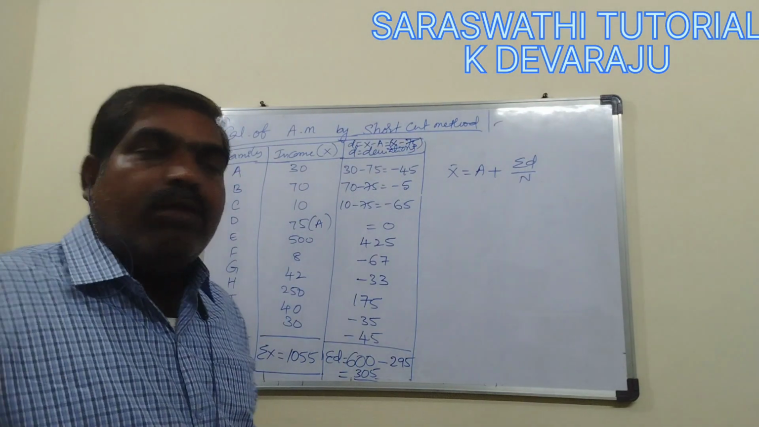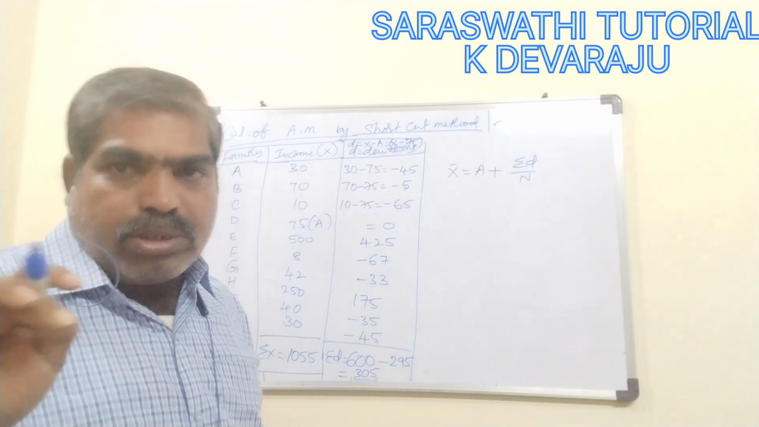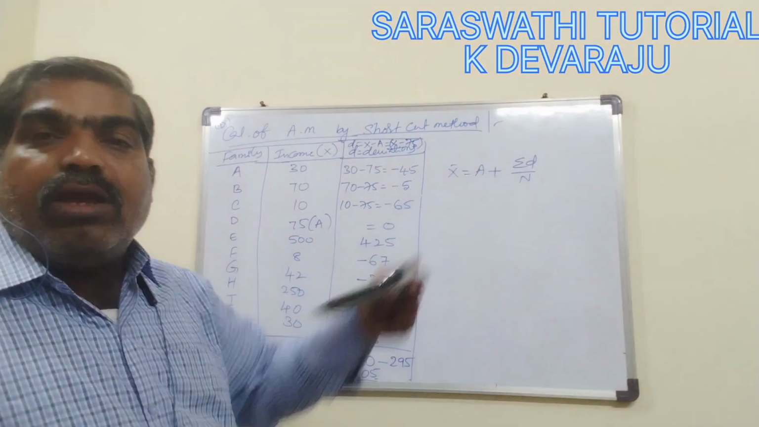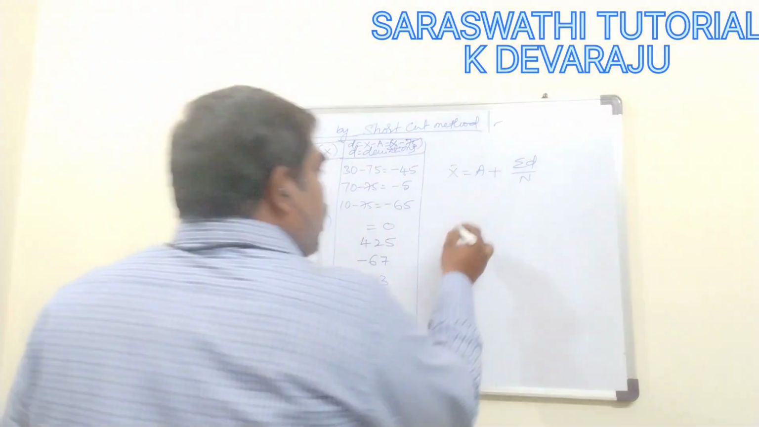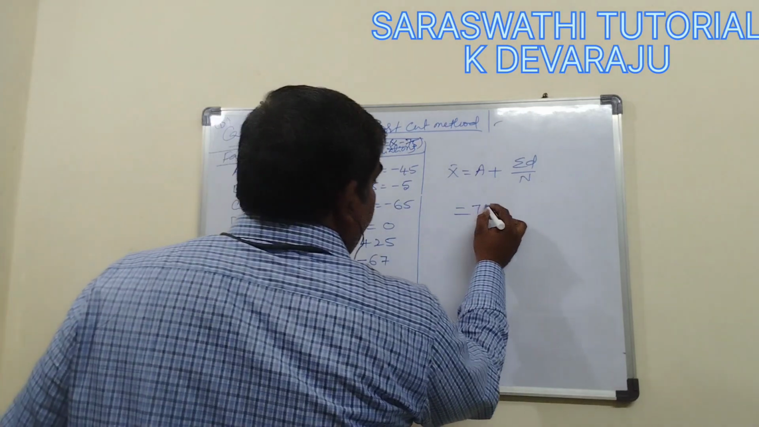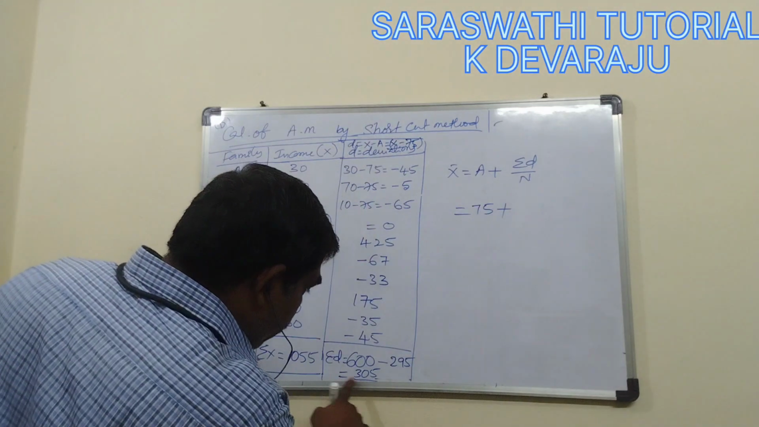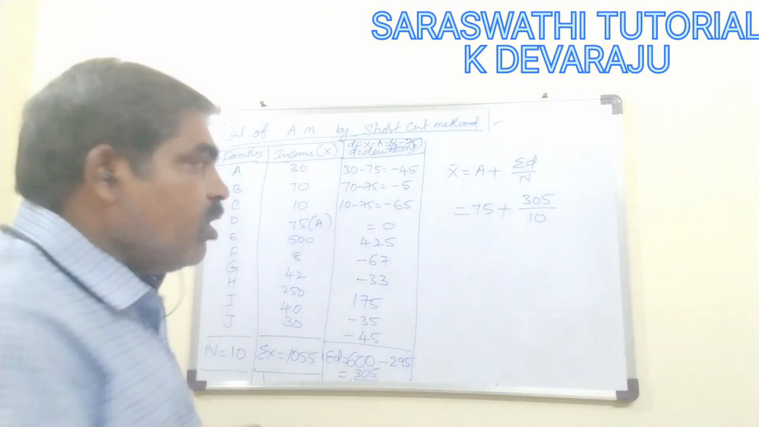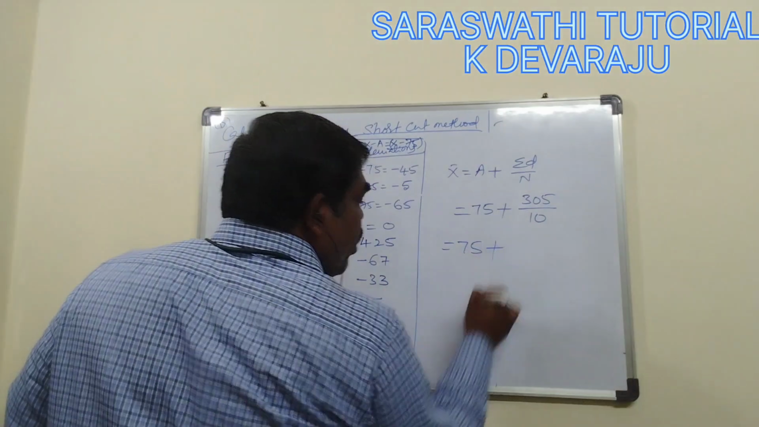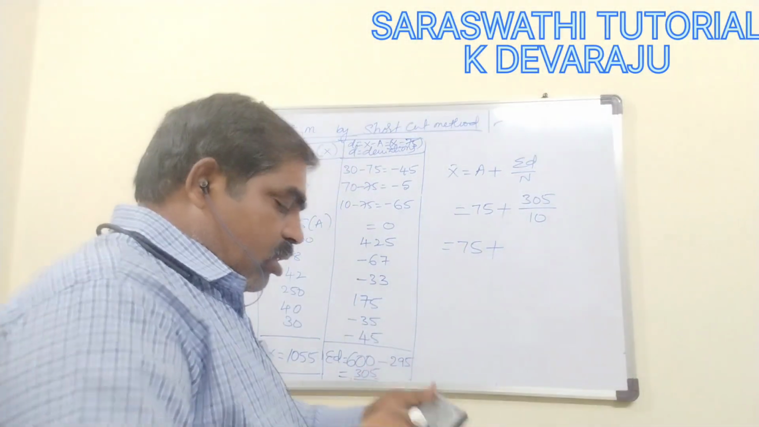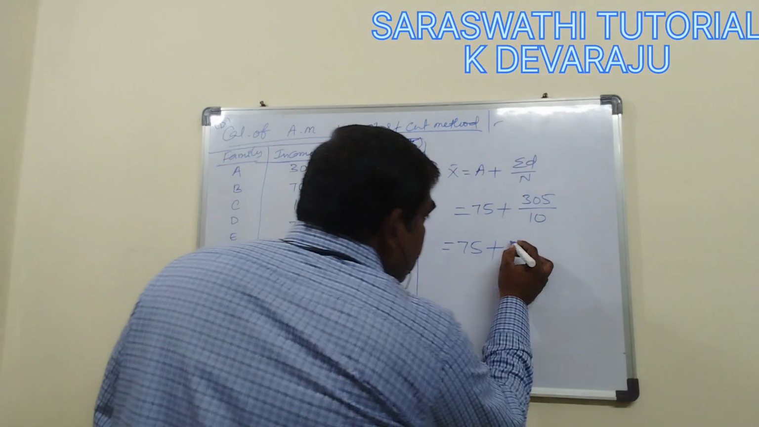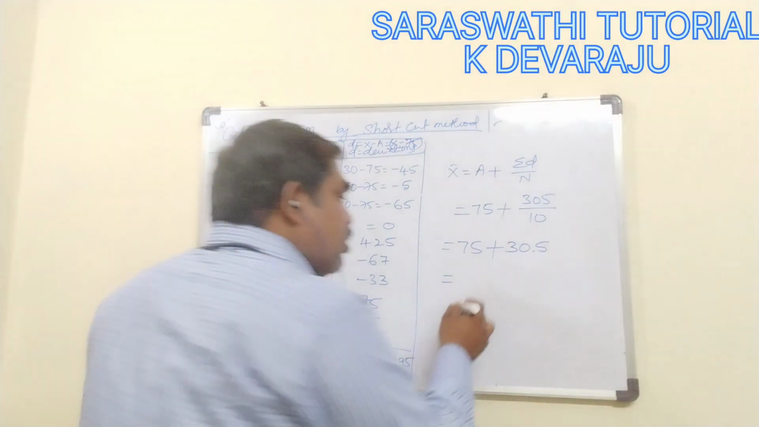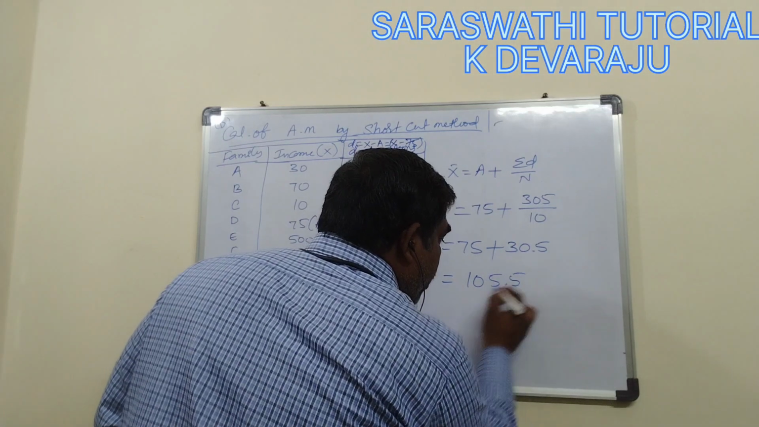A plus summation D by n. For the individual direct method, x bar equals summation x by n. For this individual series shortcut method, x bar equals A plus summation D by n. What have we taken as A? 75 plus summation D, which we got as 305, by the number of observations, 10. So 75 plus 305 by 10. 305 by 10 is 30.5, and 75 plus 30.5 is 105.5.